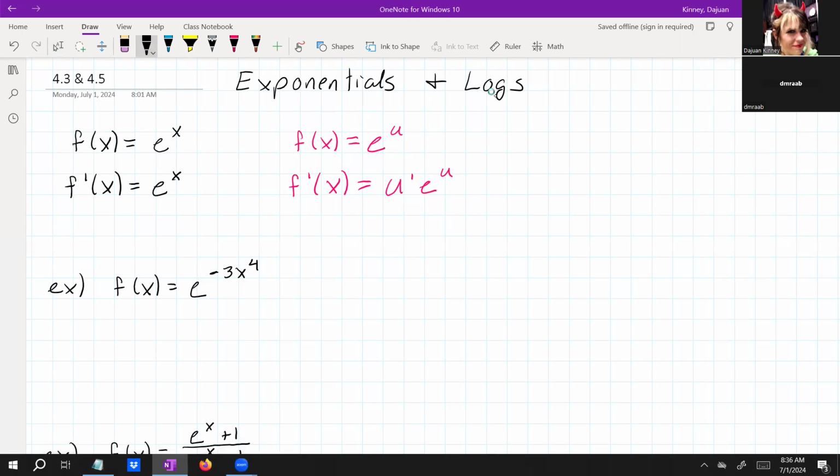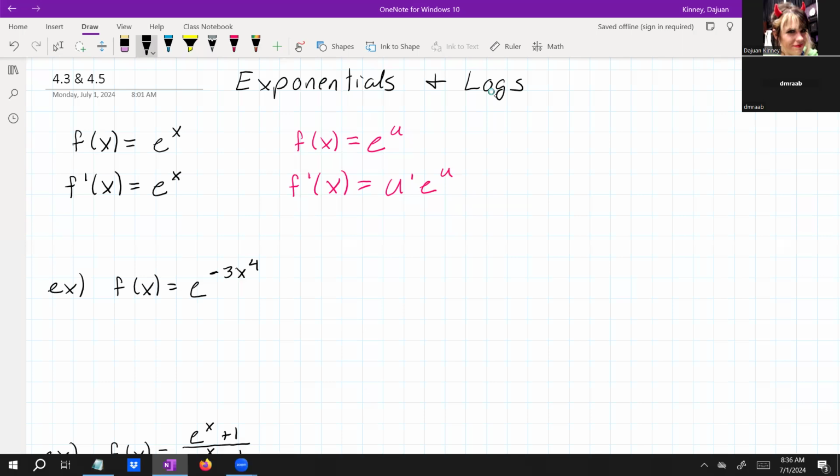So our exponentials are the e to the x type function. Logs are the inverse of that. So our log functions, natural logs. The derivative of e to the x is e to the x. Like I said, they're kind of nice.